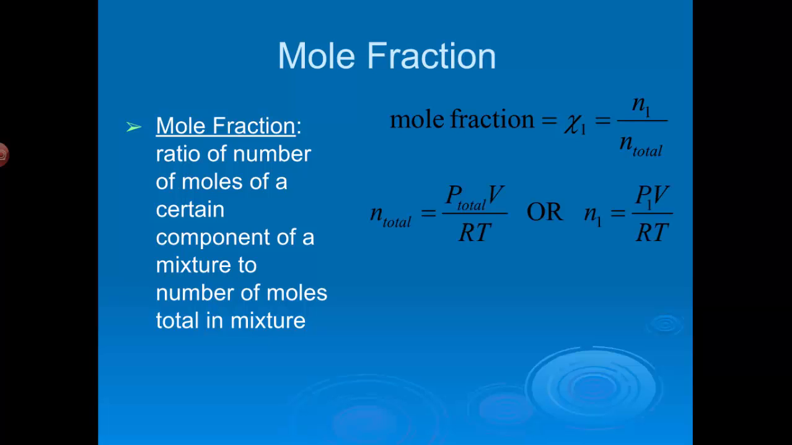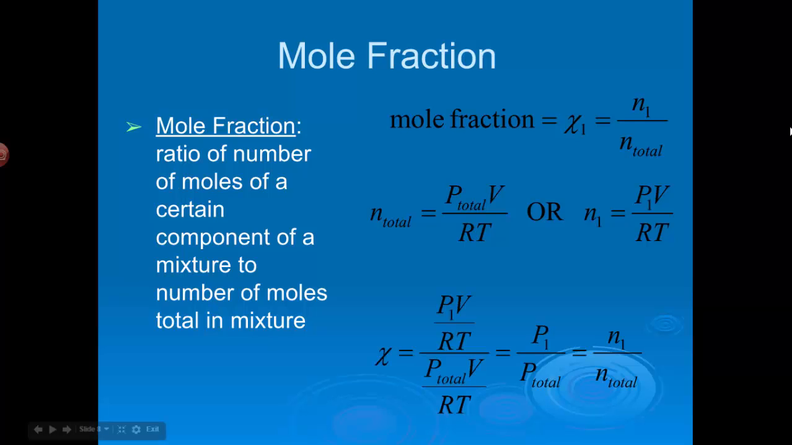If we use our ideal gas law, we'll see that there's a relationship between the total number of moles and the total pressure. So total n is equal to P total V over RT, or n1, the number of moles of component 1, is equal to the pressure of 1 times V over RT. We can replace some of these things here, and we see that the mole fraction is equivalent to either the moles of one substance over the total number of moles, or you could also look at mole fraction as equal to the pressure of one of the substances over the total pressure, because moles and pressure are related.